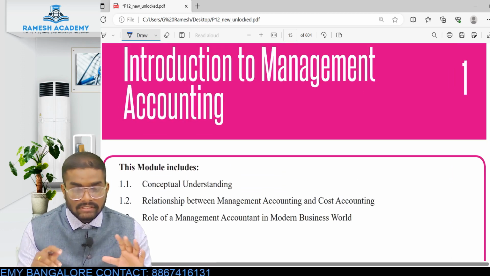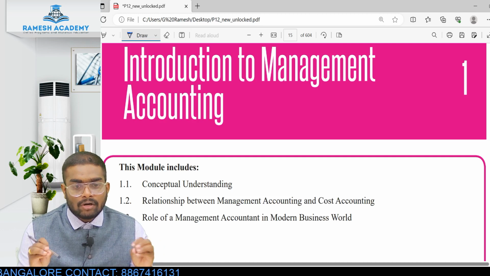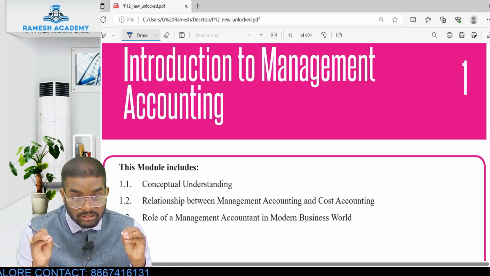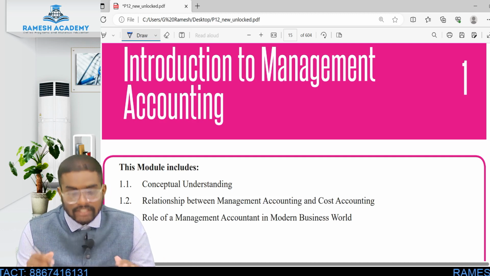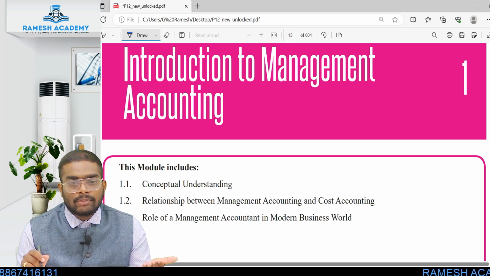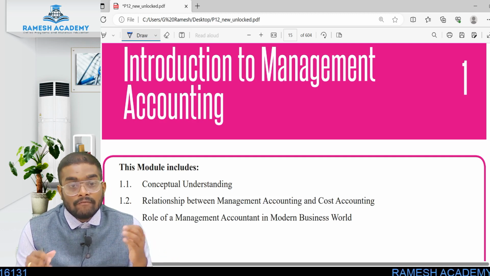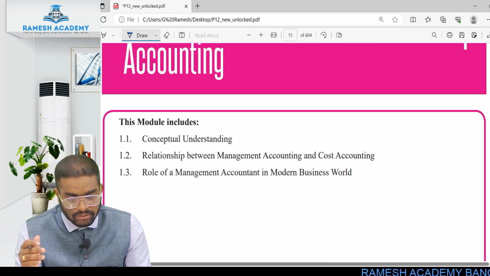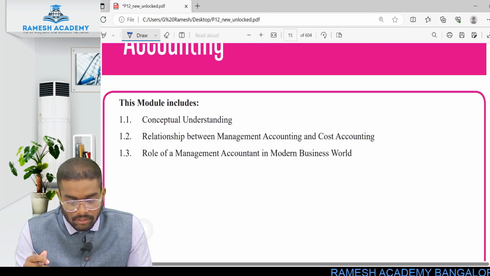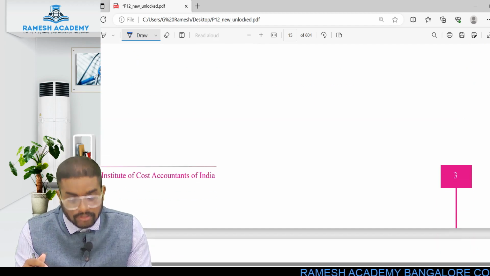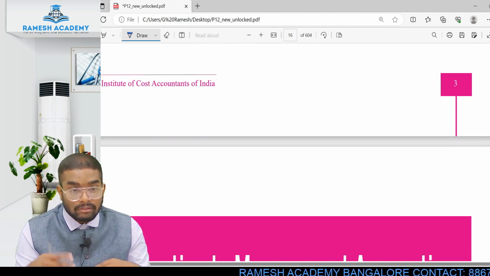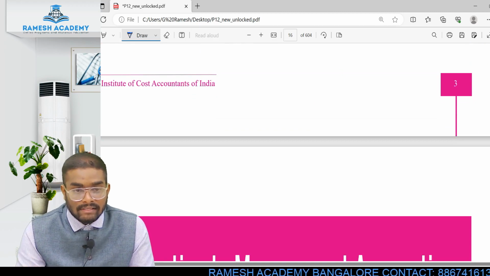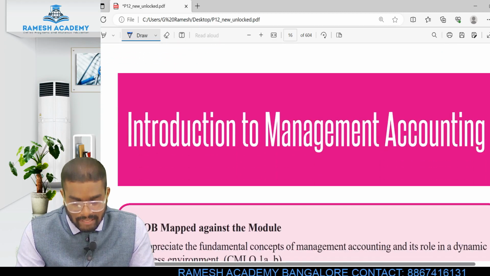In this particular chapter we will be understanding conceptually what is the meaning of management accounting, the uses and the scope. Next we will be having the relationship between management accounting and cost accounting. Then we will be having the management accountant's role in the modern business world. What is his role in this 21st century, during the time of globalization and liberalization.